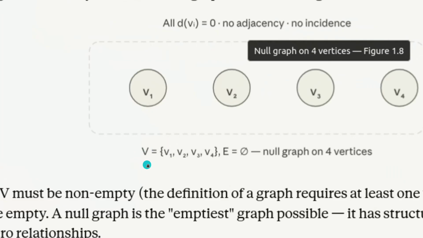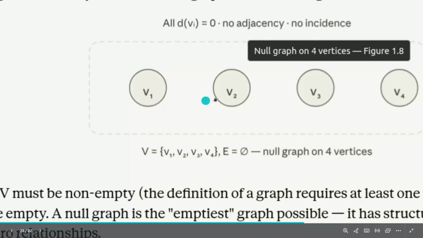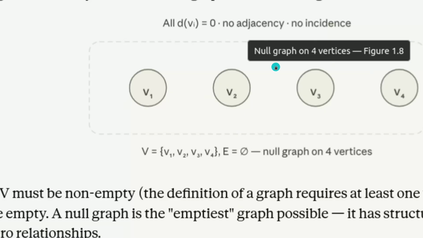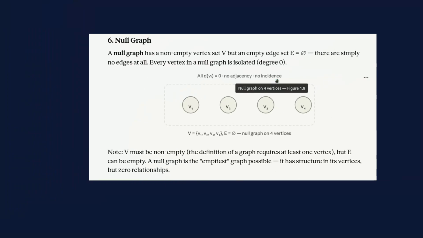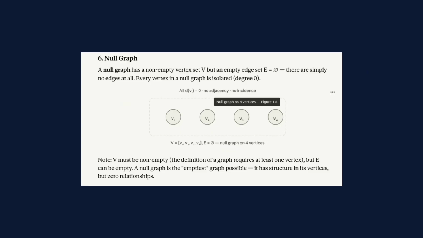Here, if you see, the vertex set is V1, V2, V3, V4. There are 4 vertices. The vertex set is not empty, but the edge set is null. There are no edges connecting these. So such graphs are called what? The null graph. So that we have to understand. Fine. So till now, this is just the introduction part of module 1. Now we will see the next video. You will see theorems and all. Thank you.